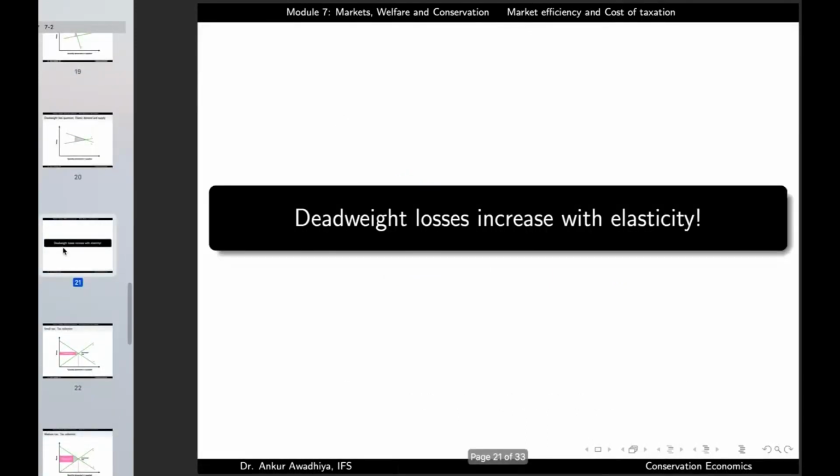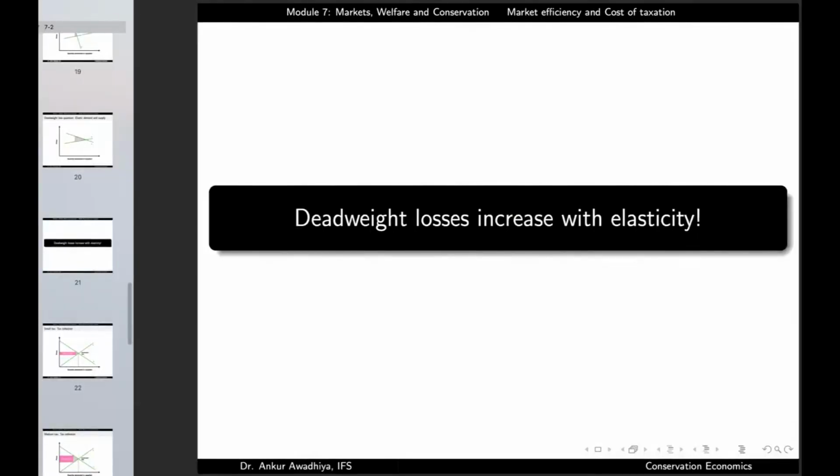So what we are observing here is that the deadweight losses increase with elasticity. If the demand is elastic, we will have a higher deadweight loss. If the supply is elastic, we will have a higher deadweight loss. If demand and supply are both elastic, then we will have a much larger deadweight loss.